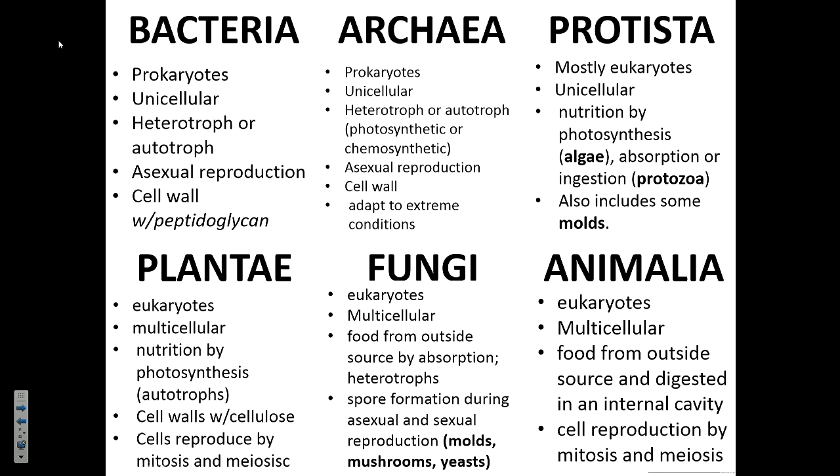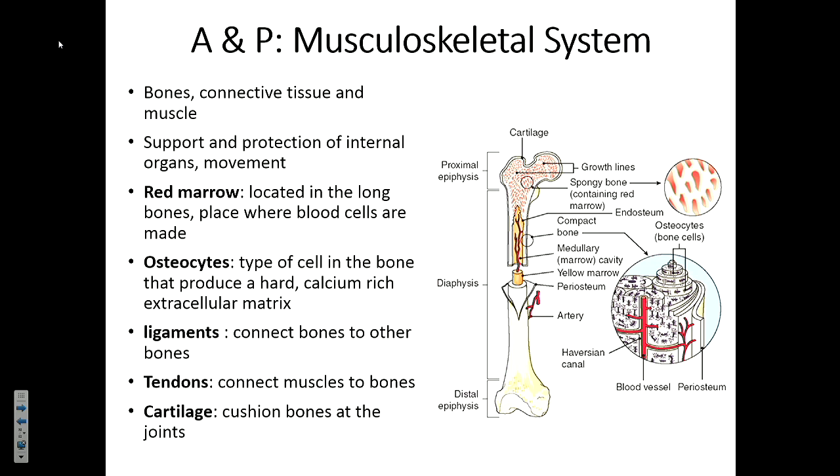From protists, you want to make sure that you know what algae is, what protozoa is, and understand generally what molds are. And then lastly, the animalia. We have eukaryotes, multicellular also. This group is getting their food from outside, so these are only considered to be heterotrophic. And then reproduction is by mitosis and meiosis. So that kind of covers all of those domains. It's a general introduction into biology, but gives you a basic overview of that general science section.